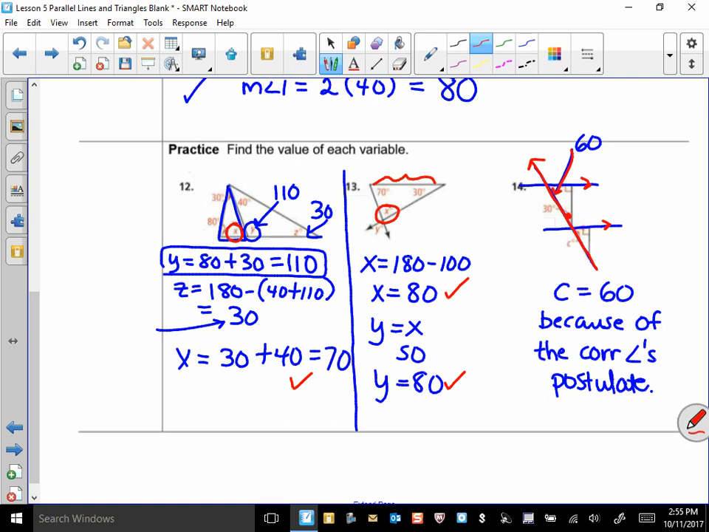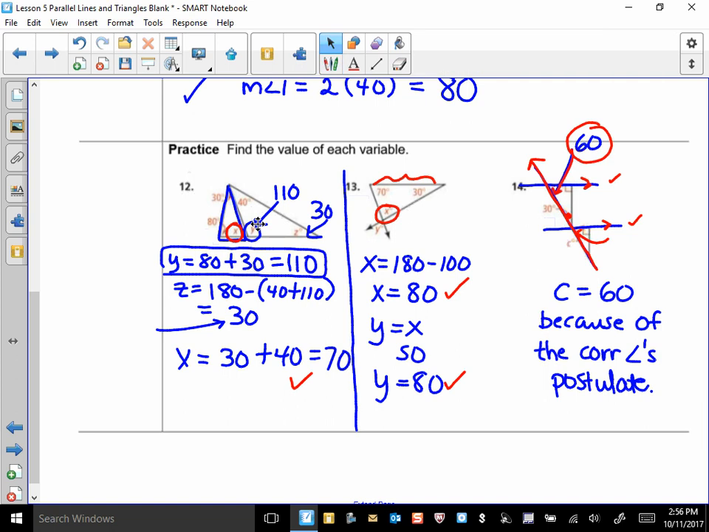And since angle C here is corresponding with this one, and I know that these 2 are parallel, C also has to be 60 by the corresponding angles postulate. You learned a lot of theorems in the last 2 lessons, so I hope you're making your flashcards and you keep studying those.